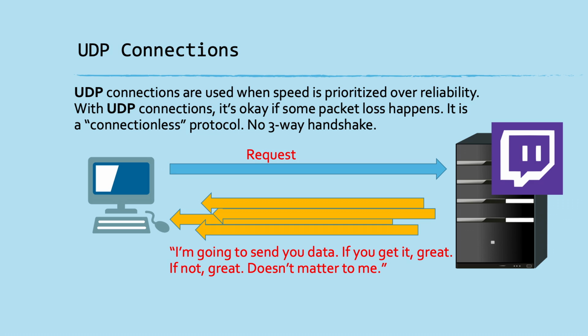So one example is our computer requests a live stream from Twitch. Twitch is a popular gaming streaming website, so you can watch other people stream content. And Twitch is using UDP because it's a live stream, and this is where speed is more important than reliability. Twitch says, I'm going to send you data. If you get it, great. If not, it doesn't matter to me. What's important is that I send data as fast as I can so you can get the latest and greatest. Because imagine if you're 5 minutes behind on the video, it's not going to be as useful. So with live broadcasts and live video streaming, UDP is generally what's used.